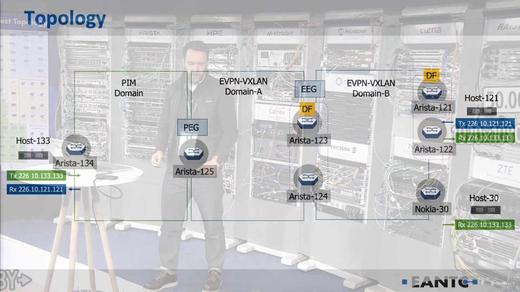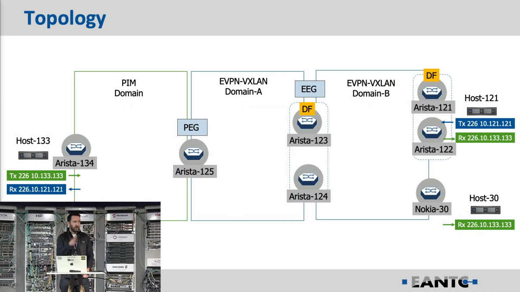So kind of breaking this down, what we have in the topology is three domains, right? On the left-hand side, we have the PIM domain. And in the PIM domain, we have a receiver and a transmitter, right? So that means it's going to be sending PIM joins, but it's also going to be transmitting multicast sources within the PIM domain. And then to connect that to the EVPN domain, we have a node, which is the PEG, which is the Arista node 125 in the demo, which is going to bring the multicast feed into the EVPN domain, in this case, a domain which is named domain A.